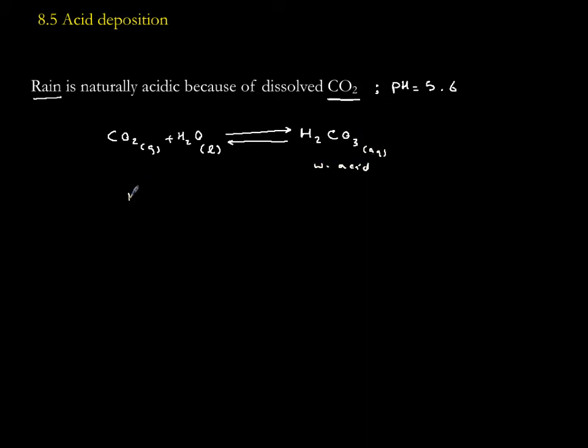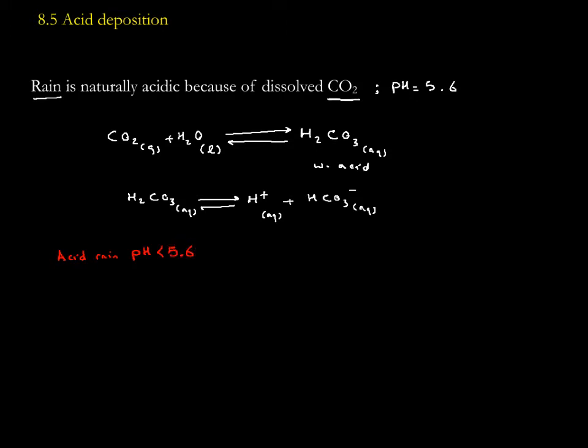This acid is also going to further dissociate to give you H plus, that changes the pH into 5.6, plus HCO3 minus aqueous. Now acid rain, by definition, or acid deposition that you should know, contains other pollutants such as sulfur and nitrogen, and its pH is actually less than, and you have to write that on your exam, less than 5.6.